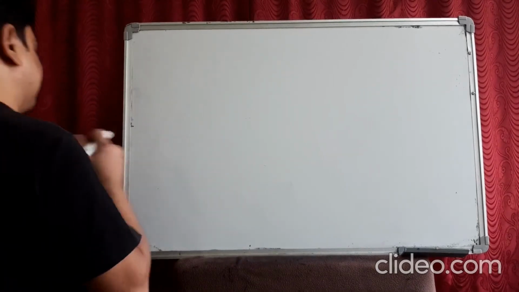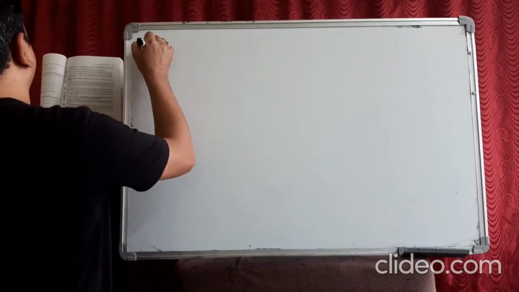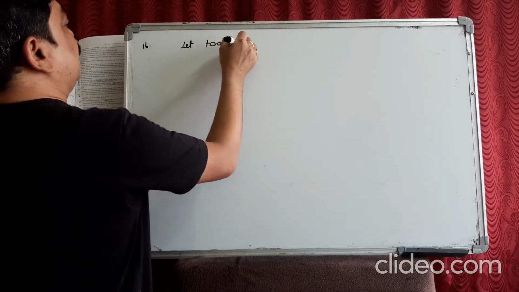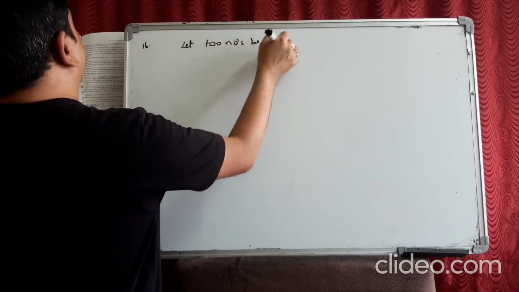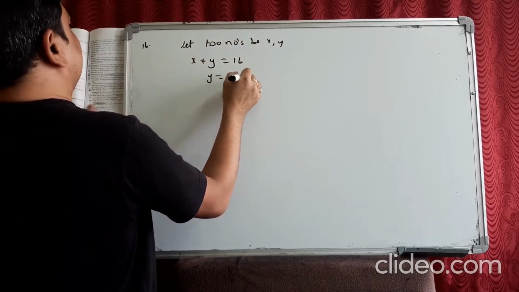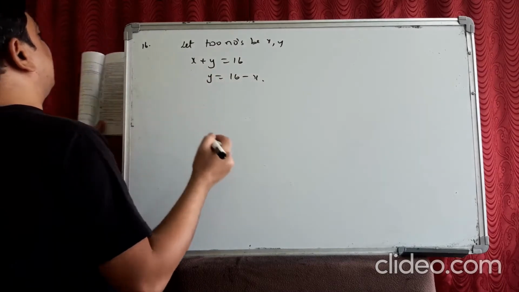Next one is also 16. Say two positive numbers such that, let the two numbers be x comma y. The sum is 16. x plus y is 16, y is 16 minus x as usual. The sum of whose cubes is minimum here.